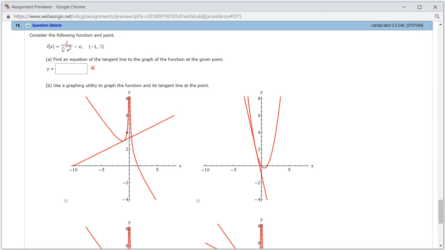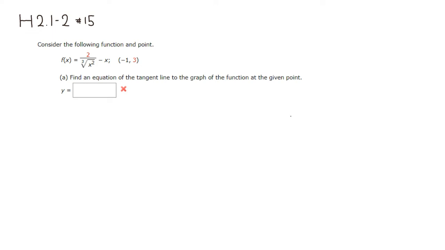Alright, let's look at homework 2.1, 2.2, number 15. Let's find an equation of the tangent line to the graph of f at negative 1, 3. Since we already have a point, so this is x1 and this is y1, we just need to find the slope. So find the derivative of f, but before that maybe I should rewrite it.